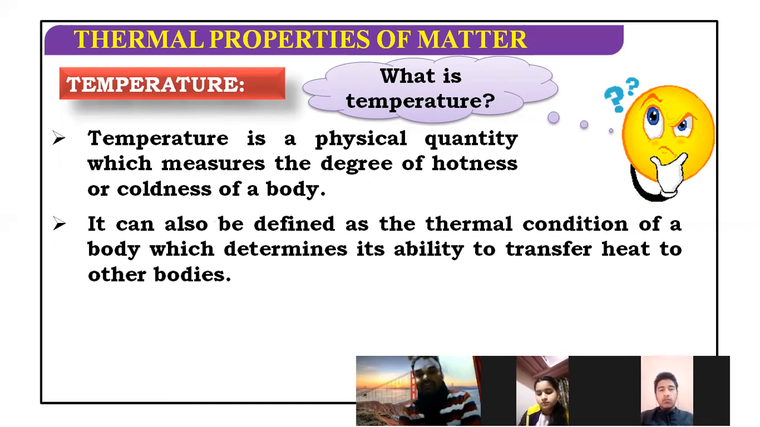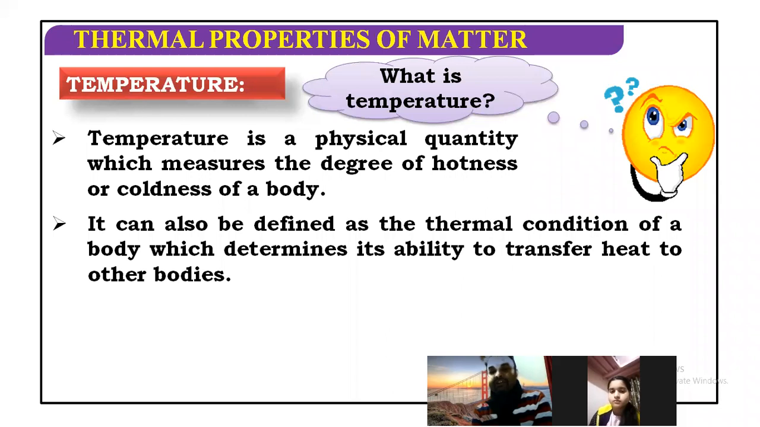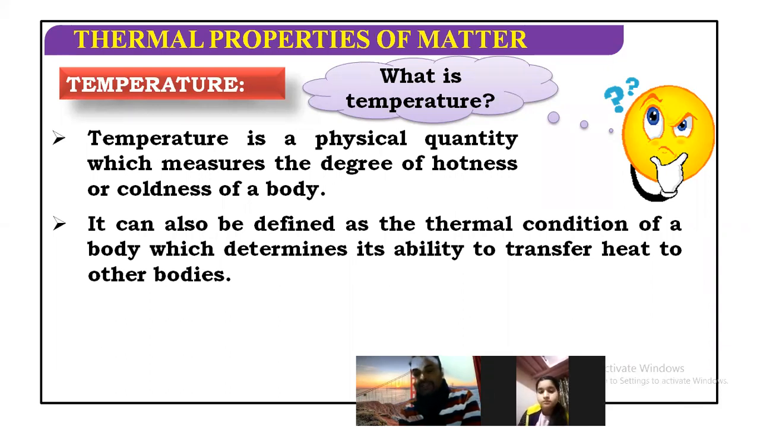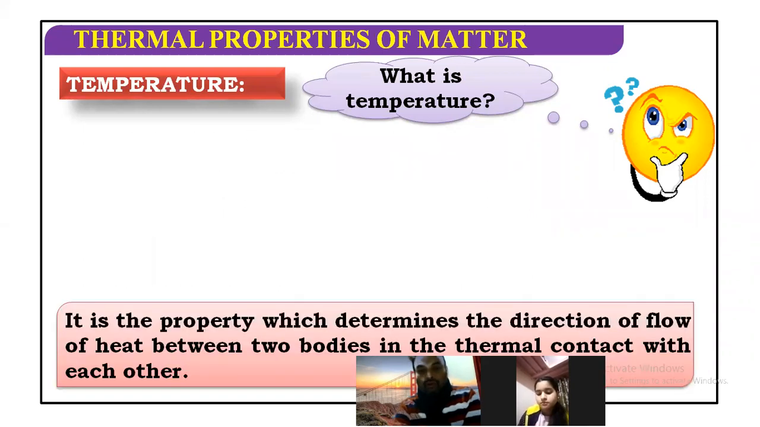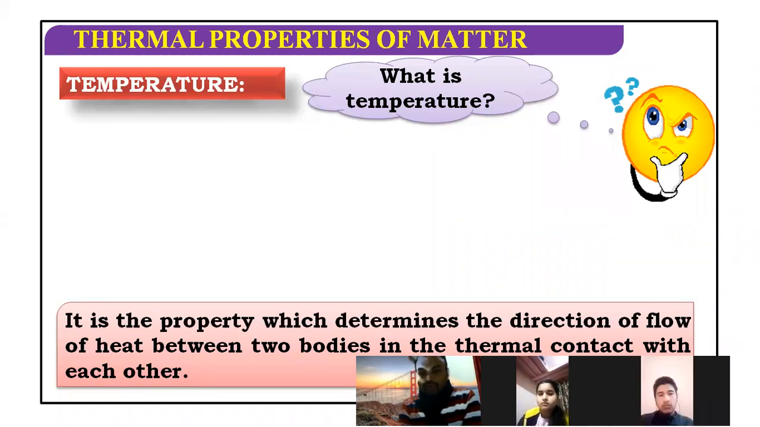So temperature is that thermal condition by which we can analyze the transfer of heat between two bodies. If the two bodies are at the same temperature, then it's not possible to make the transfer of heat. But if the two bodies are at different temperatures, then we can expect the transfer of heat between the two bodies, right? So temperature is the property which determines the direction of flow of heat between two bodies in thermal contact with each other.